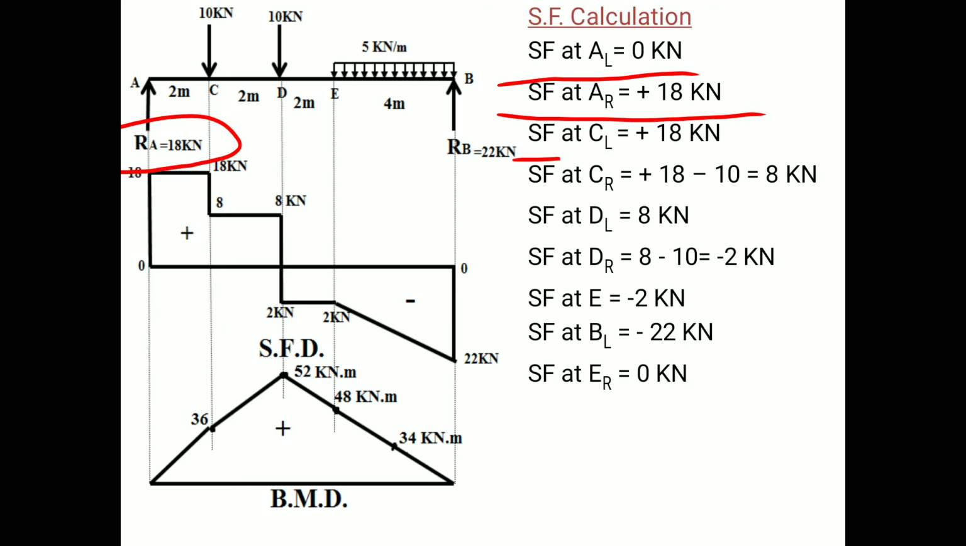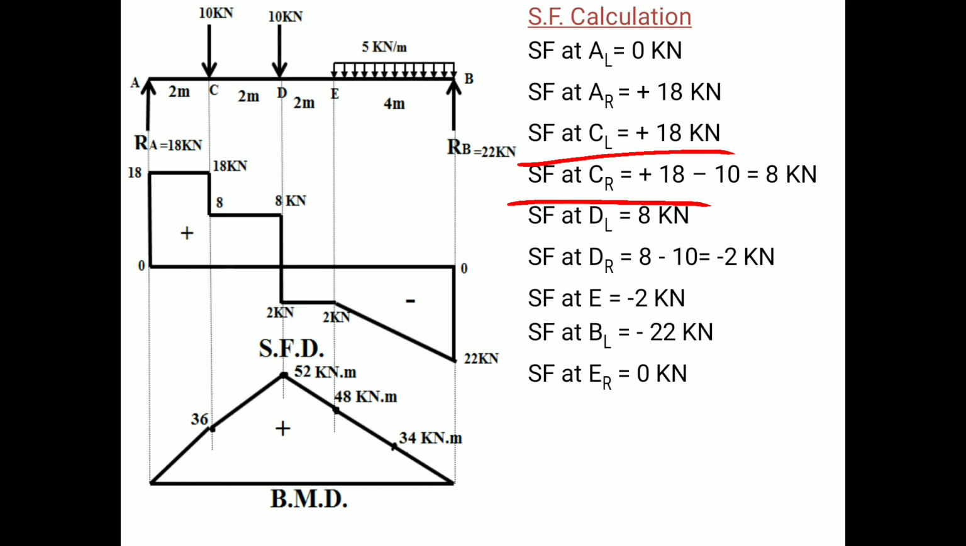Next, shear force at left of C is again plus 18 kN because between A and C no force is acting, so it will remain constant. Now shear force at right of C: we have 18 kN plus this 10 kN, but this 10 kN is acting in downward direction, so we have a minus sign because it is an algebraic sum of all the vertical forces. Therefore 18 minus 10 gives 8 kN. In the same manner, shear force at the left of D is 8 kN because no force is acting between C and D.